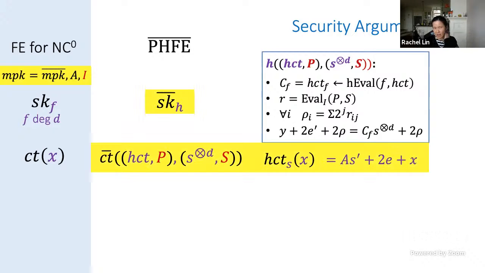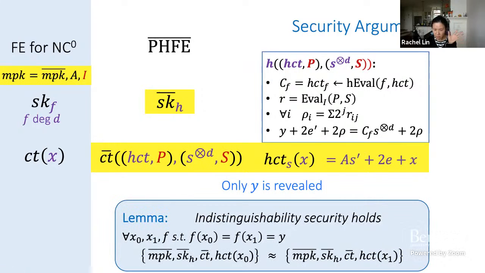Now, let me quickly walk you through the security. Security wants to say that given the public key, one secret key, and the ciphertext, the only thing revealed is Y. And this involves proving that for any two inputs X0 and X1, their ciphertexts remain indistinguishable given the public key and the partial decryption key.